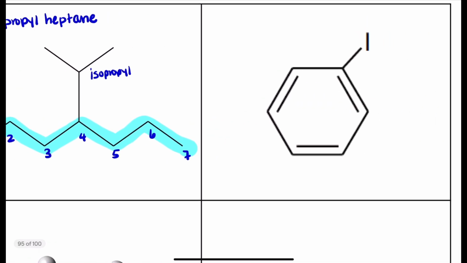I have a benzene group with an iodine attached to it. So just iodo, benzene. Remember the halogens become O at the end, so fluoro, chloro, bromo, iodo. And then I just have it on a benzene ring.